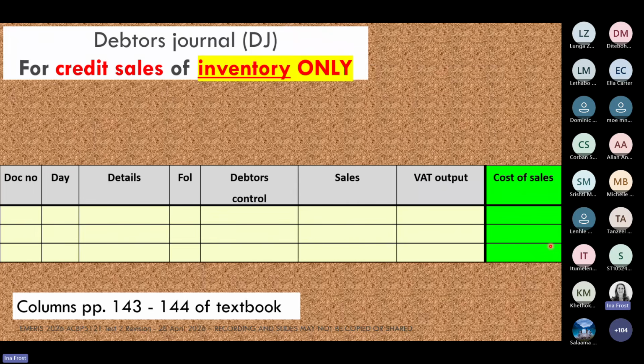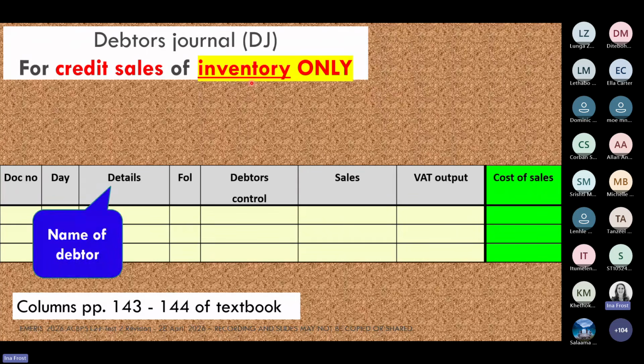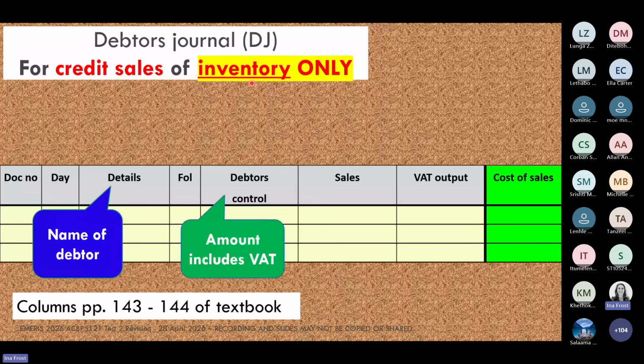Let's now look at our debtors journal. So a debtors journal is for credit sales, but only of inventory. Okay, so it's credit sales only of inventory. So here under details, we're looking for names of debtors. So the name of the debtor.